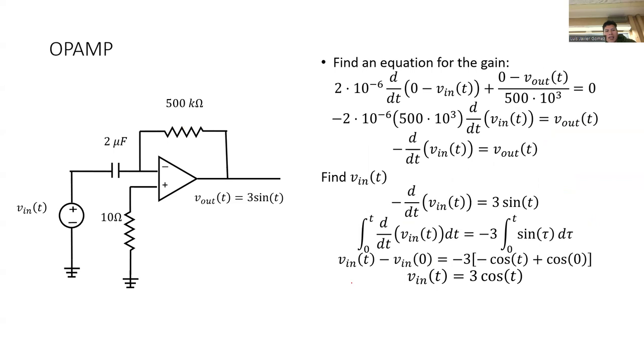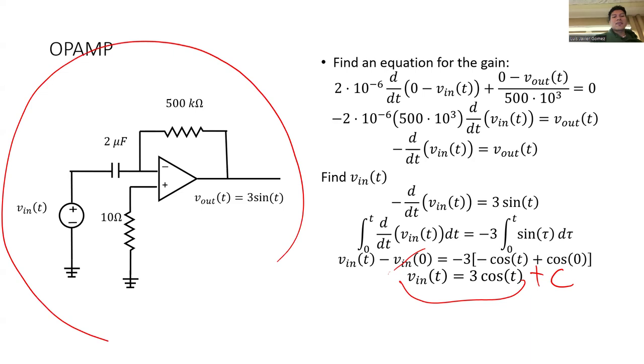Since I didn't give you Vn of 0, it's just 3 cosine t plus any constant you would want to put in. So typically something of this level is what will show up in an exam. So just FYI, if you can handle this, you're in good shape. And we have 2 more lectures to get you there if you can't.